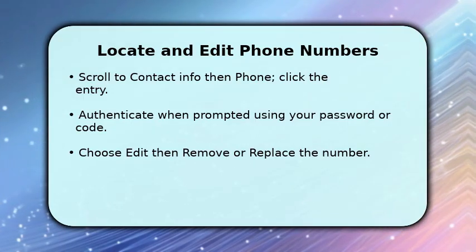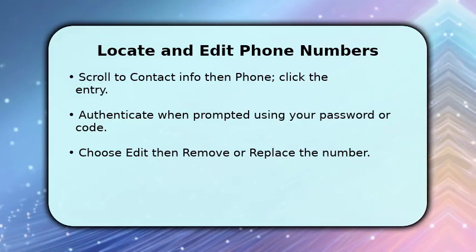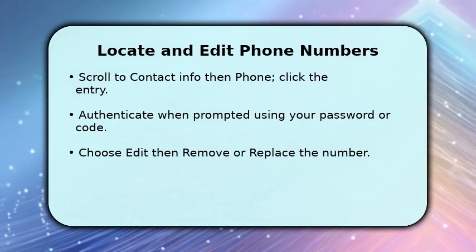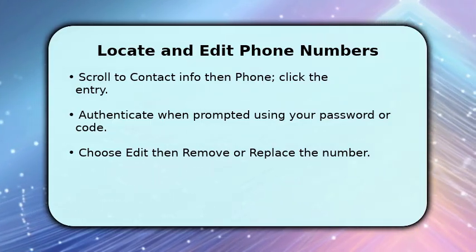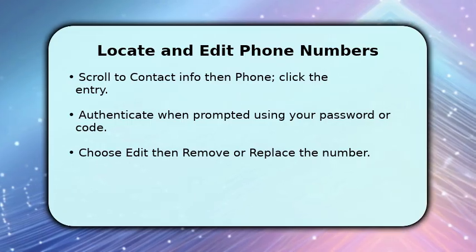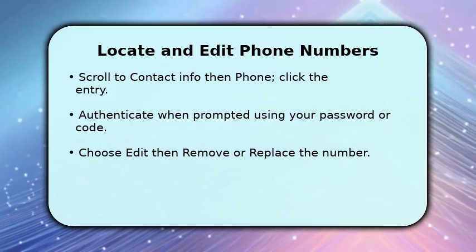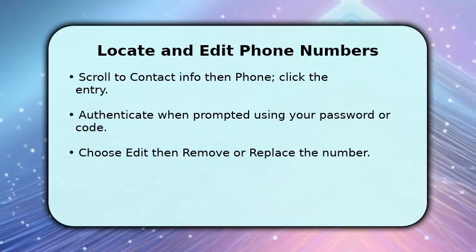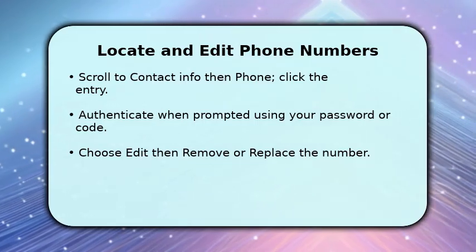You'll be asked to authenticate. Enter your password or the two-step code. This prevents unauthorized changes. After authentication, click the specific number, then tap Edit. You can either replace it with a new number or choose Remove to delete it entirely.